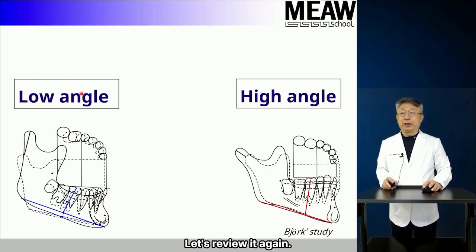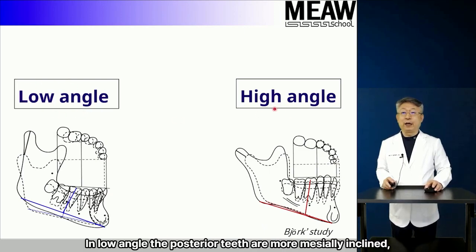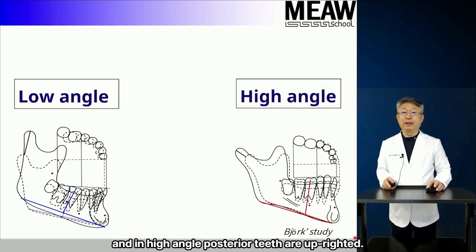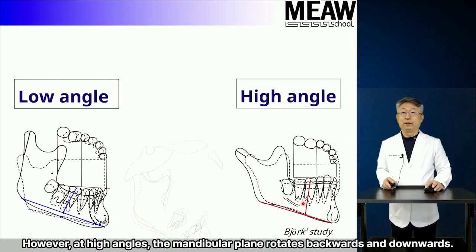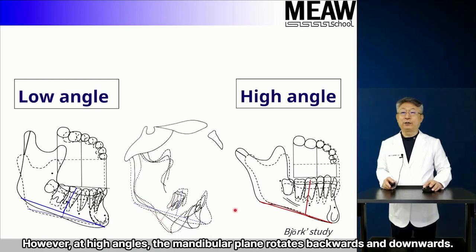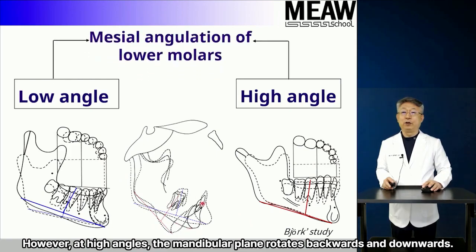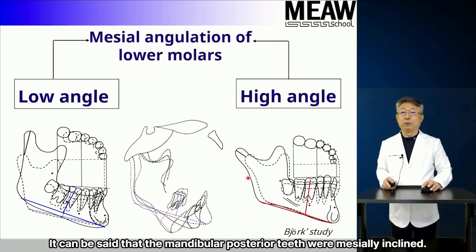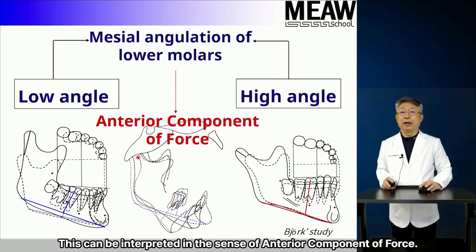Let's review it again. In low angle, the posterior teeth are more mesially inclined. And in high angle, posterior teeth are uprighted. However, at high angles, the mandibular plane rotates backwards and downwards. It can be said that the mandibular posterior teeth were mesially inclined. This can be interpreted in the sense of the anterior component of force.